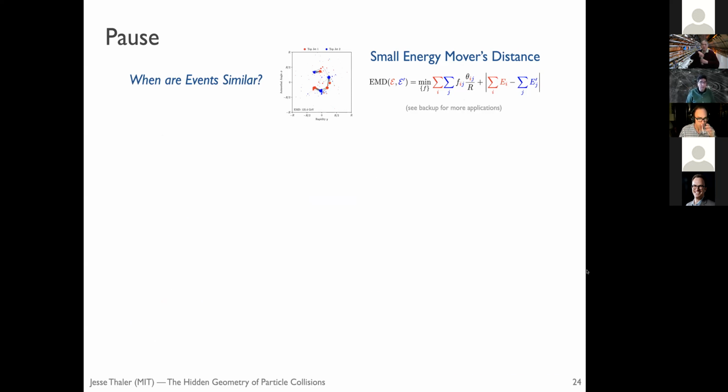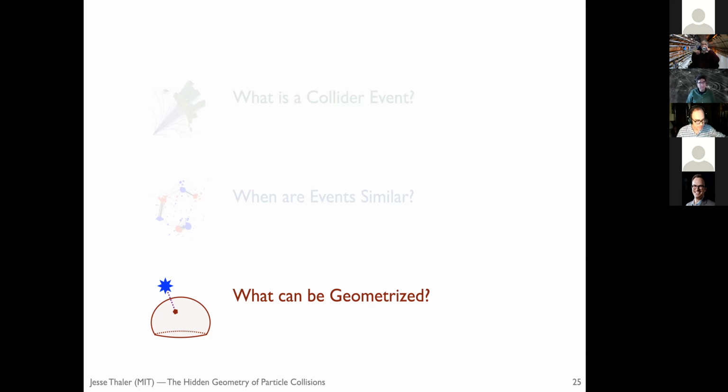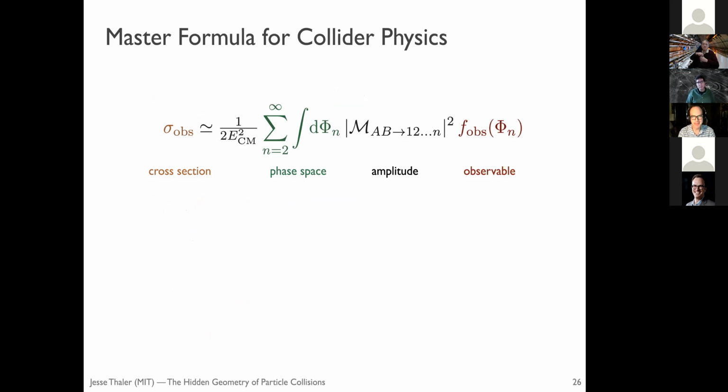Okay, so what can be geometrized? What are candidates for things to be geometrized? When I give summer school lectures about collider physics, I always show this master formula. Everything we do in collider phenomenology, at some level, is trying to measure or compute a cross-section. From a theory perspective, how do you get a cross-section? You get a cross-section by doing an integral over phase space of some amplitude squared.